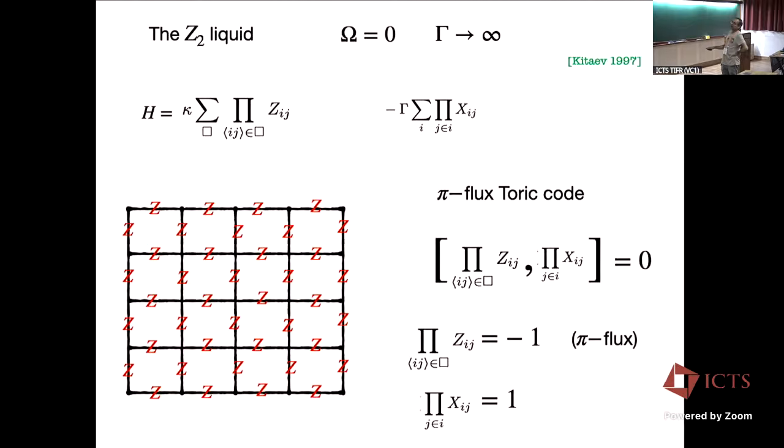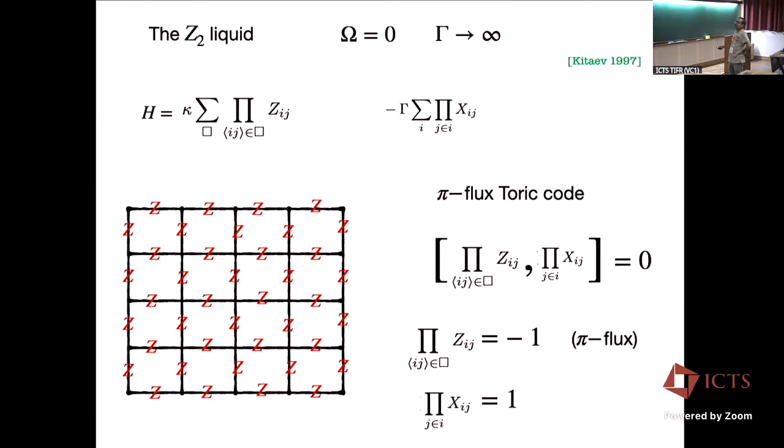You take the plaquette and you take the product of the four z components of the spin-half, and that's the first term. And then the next term is basically you take a site and you take the x components of the four spins connected to that site, and this is the effective Hamiltonian in this large gamma, omega equal to 0 limit.